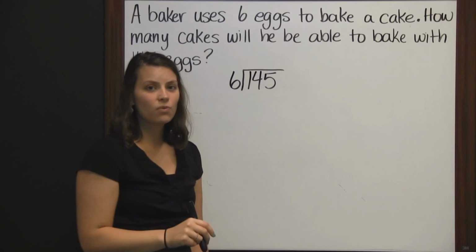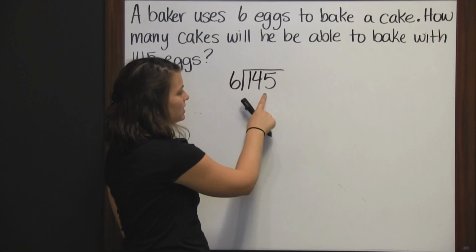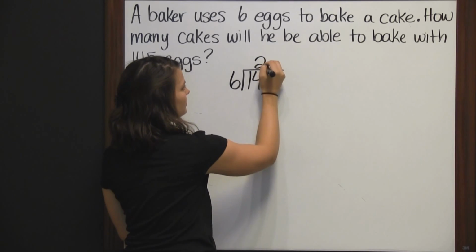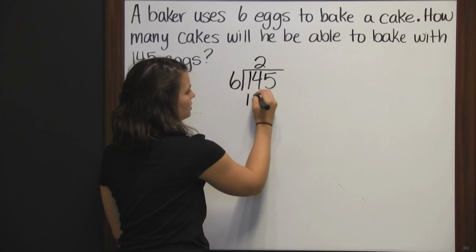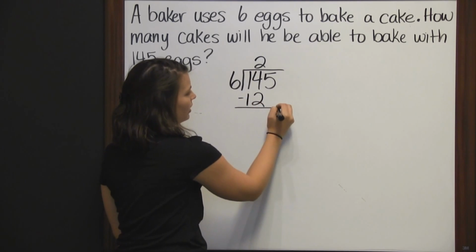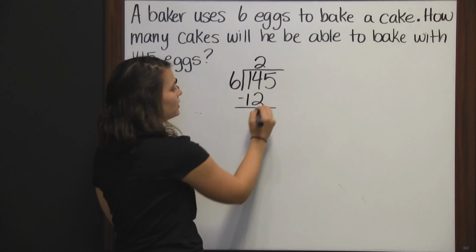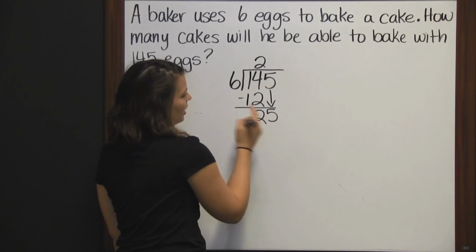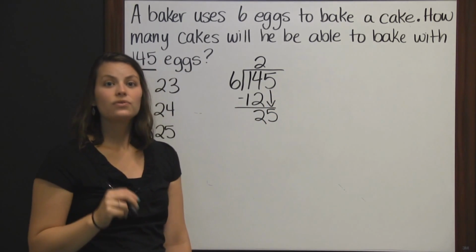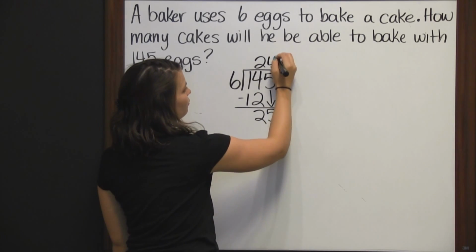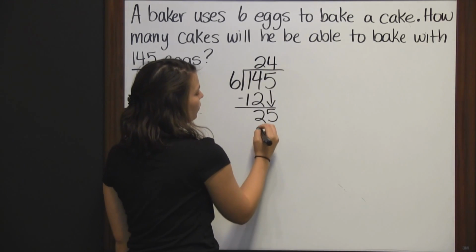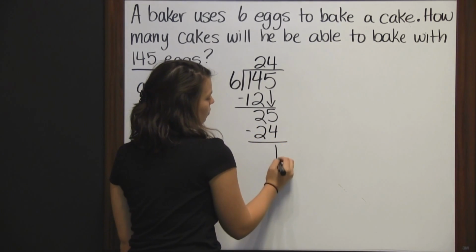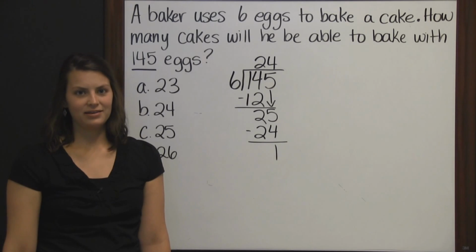6 does not go into 1, but it does go into 14. 6 goes into 14 2 times. 6 times 2 is 12. We subtract. 14 minus 12 is 2. Then bring down the 5. And 6 goes into 25 4 times. So write the 4. 6 times 4 is 24, and then we subtract, and we get 1. We have a remainder of 1.